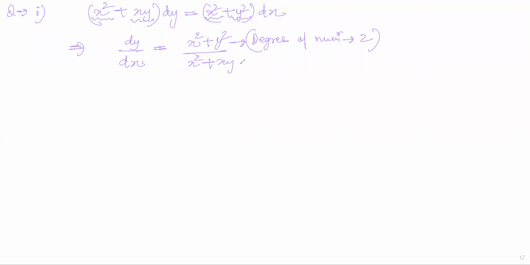So the degree of numerator is 2 and degree of denominator is 2 as well. Degree of numerator as well as degree of denominator, both are 2. Hence this equation is a homogeneous differential equation. So the first step, just check whether the given equation is a homogeneous differential equation, right?